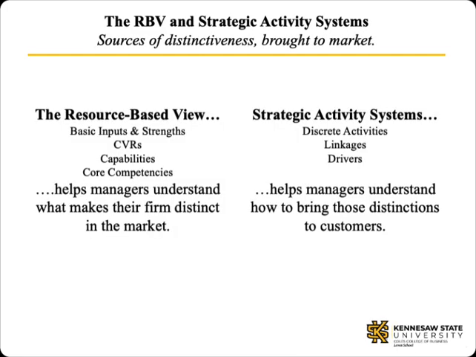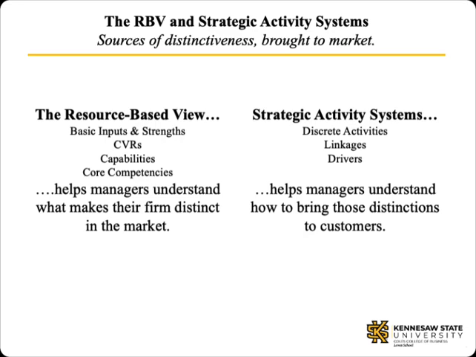Now we need to make a connection between the resource-based view of the firm and strategic activity systems. They are two sides to the same coin. The RBV focuses on identifying the sources of distinctiveness that a firm has or should develop. This model helps managers pinpoint how they can create separation from competitors and create value for customers. For purposes of this class, it is important to understand this hierarchy of terms, particularly how each is distinct from one another.